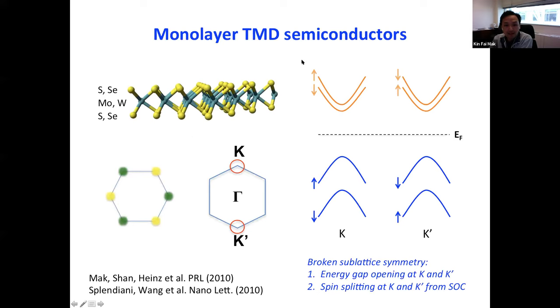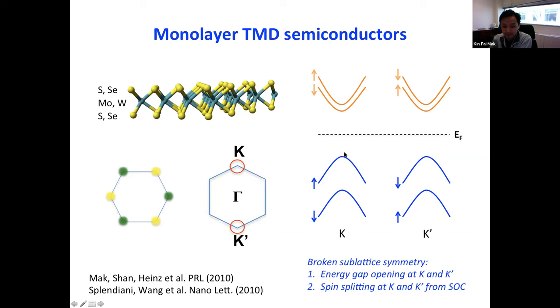The building block is something called a monolayer transition metal dichalcogenide semiconductor, TMD. The structure looks something like this. It has three layers of atoms with the transition metal atoms sandwiched between two layers of chalcogen. If you look from top down, it has a honeycomb lattice structure, just like graphene, except now the A and the B sublattice sites are occupied by different atoms, so that the inversion symmetry is broken compared to graphene. And the electronic states of interest are still located at K and K prime valleys of the big Brillouin zone, which is illustrated here.